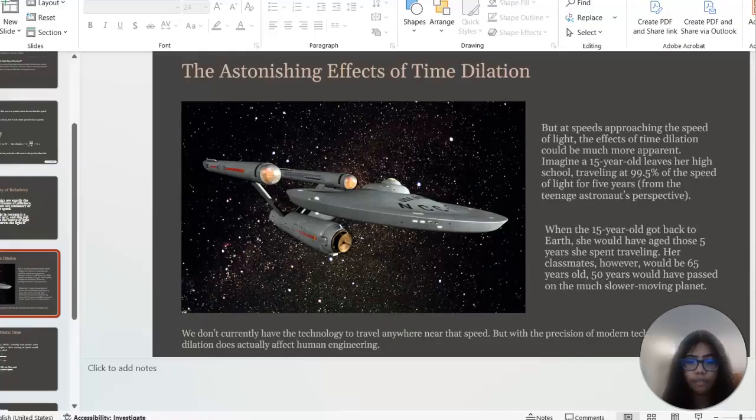We don't currently have the technology to travel anywhere near that speed, but with the precision of modern technology, time dilation does actually affect human engineering.